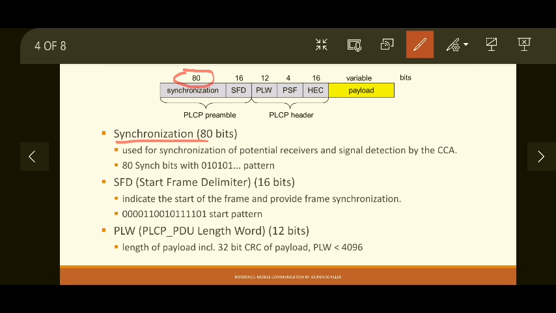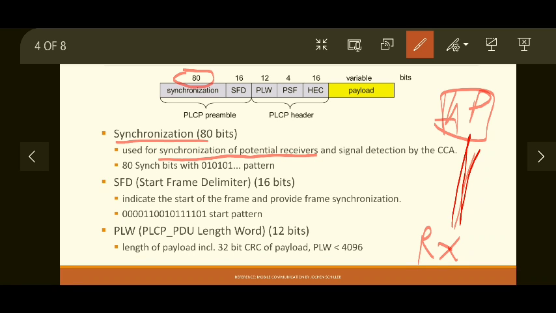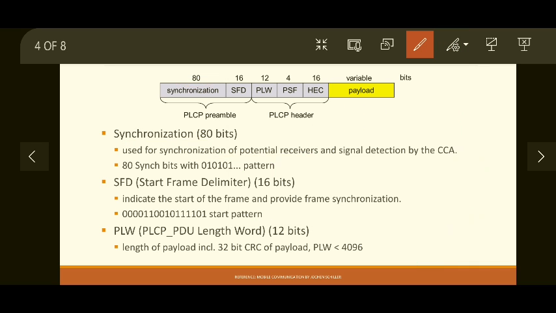These are used for synchronization of potential receivers. That means the access point will synchronize with the receivers, or they may be transmitters also. This synchronization happens during the first 80 bits. Also during the transmission of the first 80 bits, the physical layer provides a signal for medium access detection. This signal is called CCA. So CCA is generated and provided during the first 80 bits, for the MAC layer to sense whether the medium is free or not.